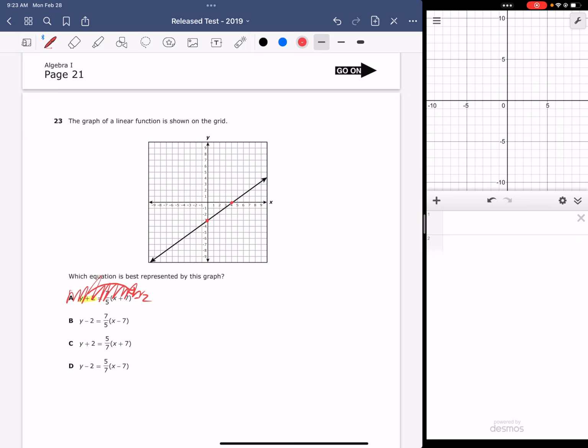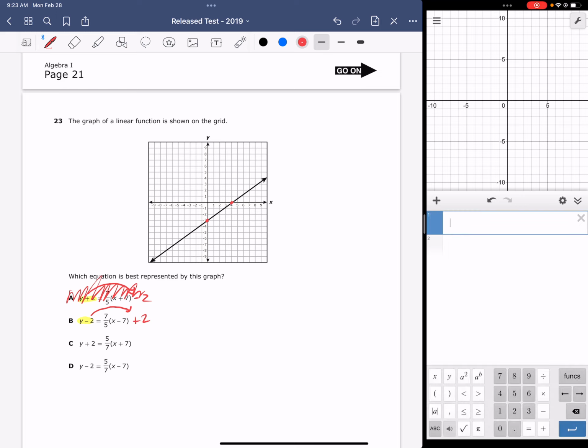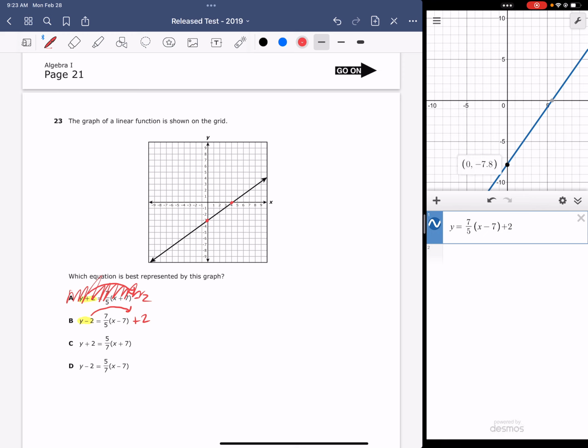Again, I see that on the left-hand side, I have a constant, -2, that I need to move to the right-hand side. When that -2 moves to the other side, it becomes its opposite of +2. So we will type that answer choice into Desmos. Y equals 7 divided by 5, open parentheses, x minus 7, plus 2. Here we will notice that we have a y-intercept of -7.8 and an x-intercept of 5.571. Again, that does not match the x and y-intercept of our given graph, and so B is not correct.